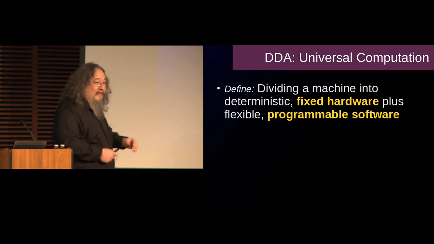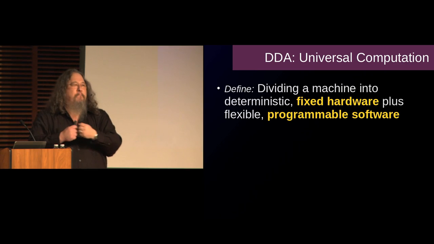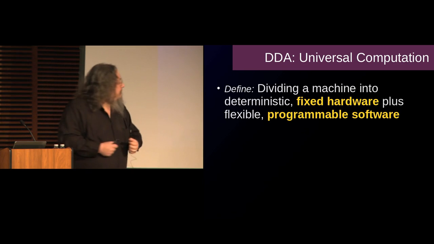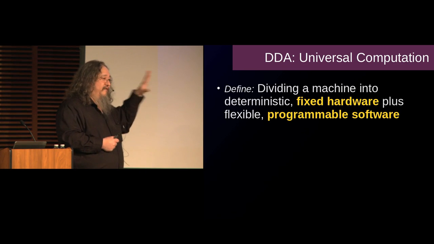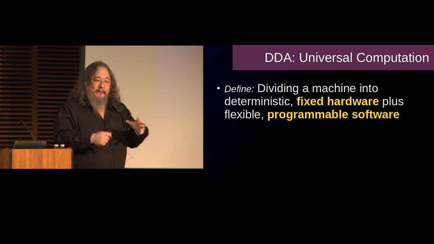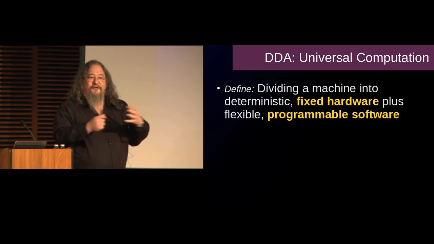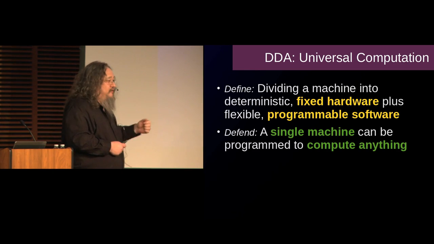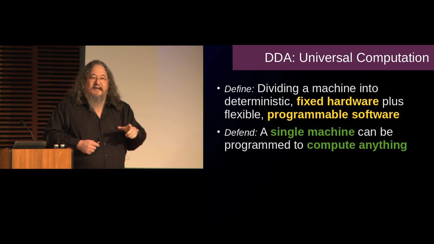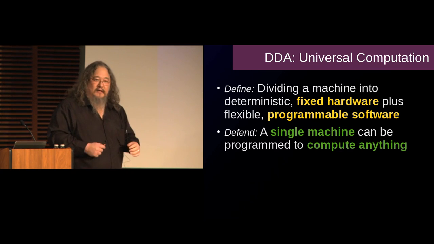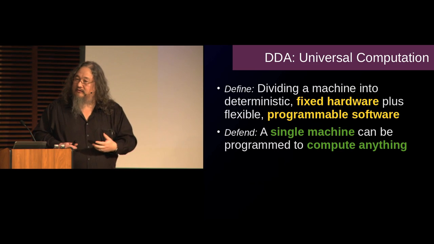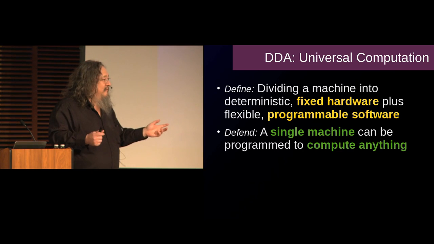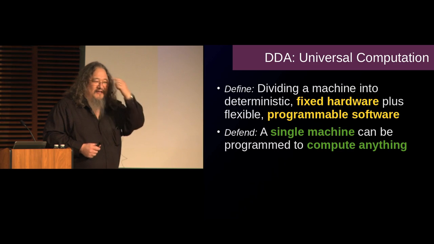All right, one more. The idea of universal computation, backbone, brilliant theoretical breakthrough, Turing, von Neumann. The idea of dividing a machine into fixed hardware that does the same thing over and over again, and programmable, flexible, modifiable software that allows you to change what the machine does. And if you do it right, defend, we can arrange so that one particular machine, one single machine, is actually able to compute anything that can be computed. That's the incredible theoretical result. That's why the computation is universal. One machine, compute anything that can be computed. Wow, that's pretty good. But you should get the idea now.